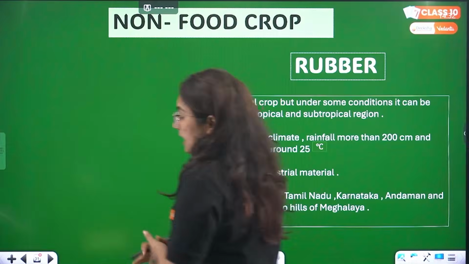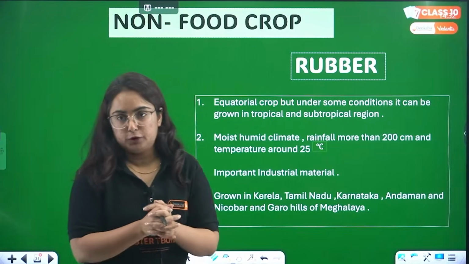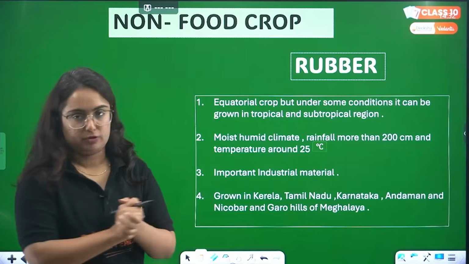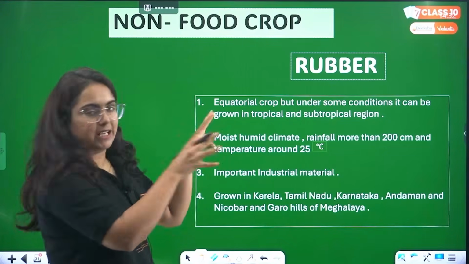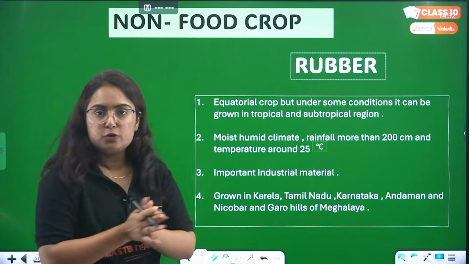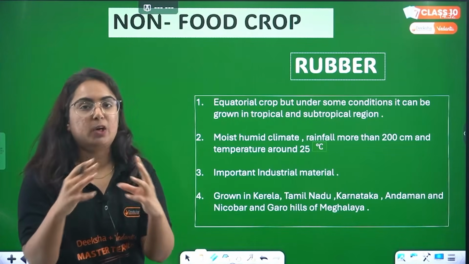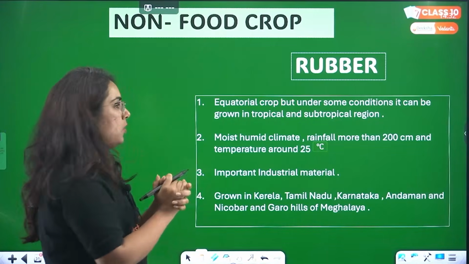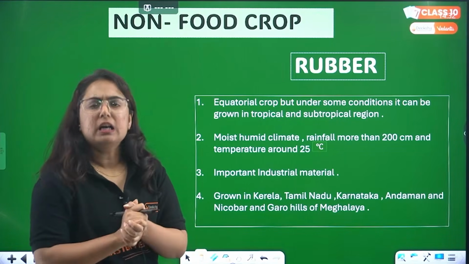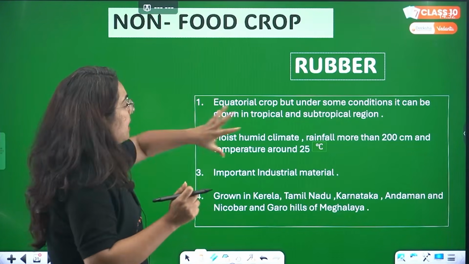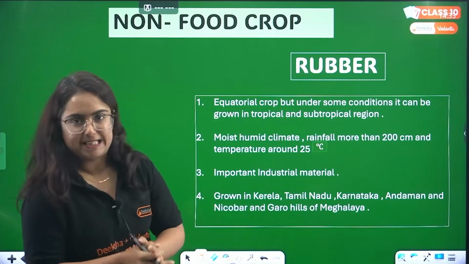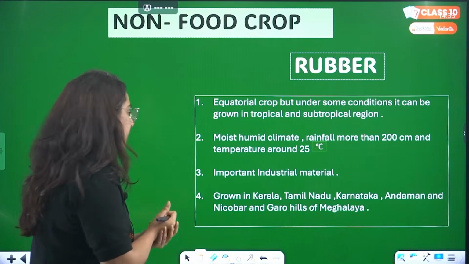Okay. So the next non-food crop, that is rubber, grows in the equatorial region. It is an equatorial crop and grows in the equatorial region. Now again, you know that equatorial region means near to the equator, right? So Andaman and Nicobar close to the equator, the southern part of India close to the equator, but under some conditions it can be grown in tropical and subtropical regions too. Okay? In some conditions it can be grown.